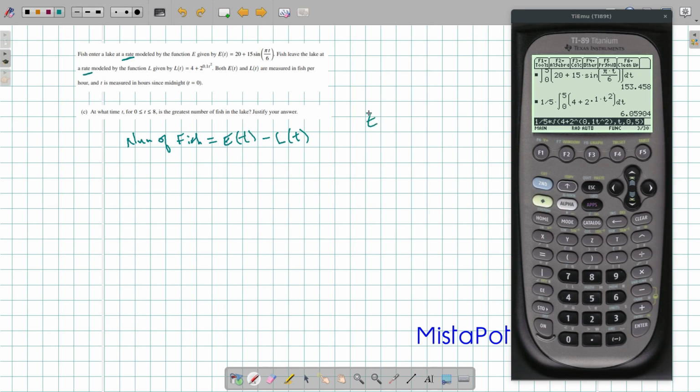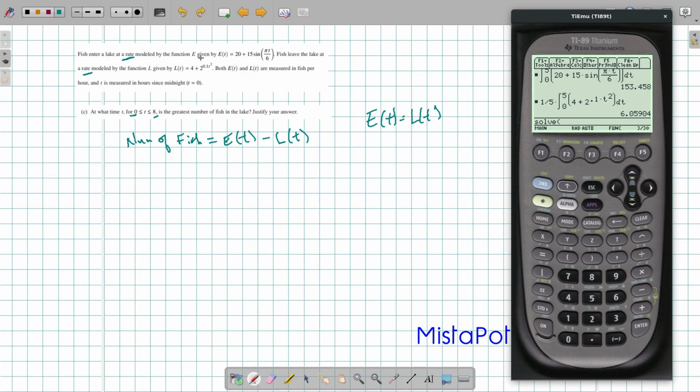So I really want to know, where is E of t equal to L of t? Because this is the place where I can have a critical value, other than at t equals 0 and t equals 8, our boundary points. So I'm going to go over here to algebra, which is F2, and I'm going to solve.